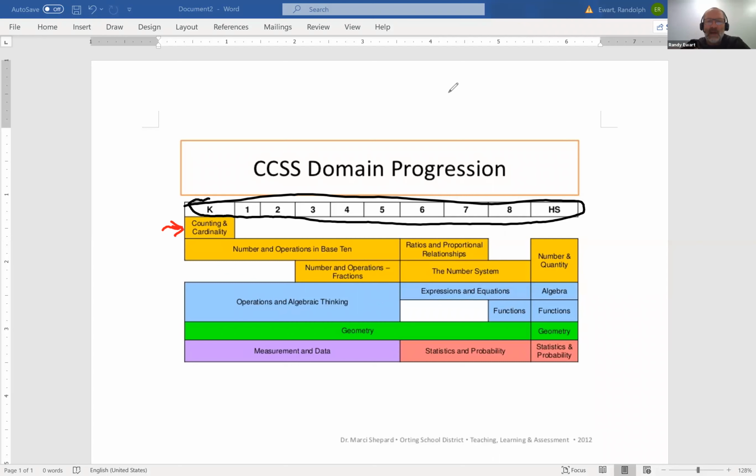By the way, cardinality is counting up the number of objects that are in a set, and then if there are 6 objects, you know then the total number is 6, and that's what cardinality means. Now you can see some others. You see when base 10 is covered from kindergarten to 5th grade, and fractions covered from 3rd grade to 5th grade.